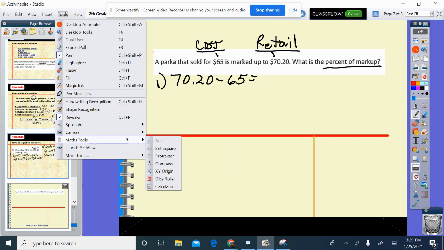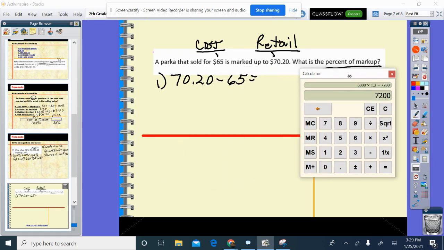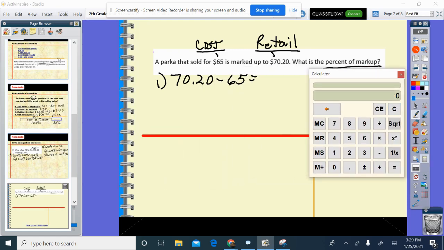So here, I get my calculator back out. $70.20, and you subtract $65, you get $5.20. So what do we have here? What do these amounts represent? This is the retail price. This is the cost. Retail minus the cost equals the markup in dollars.